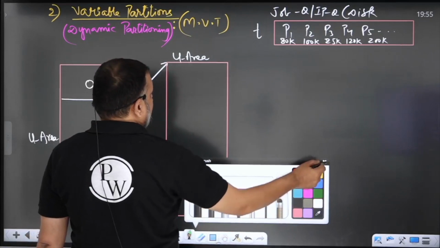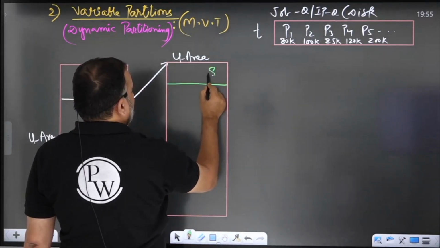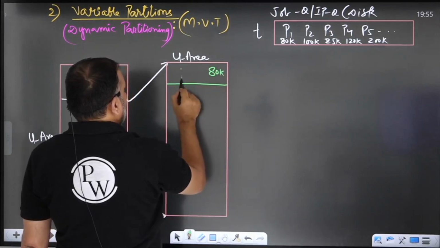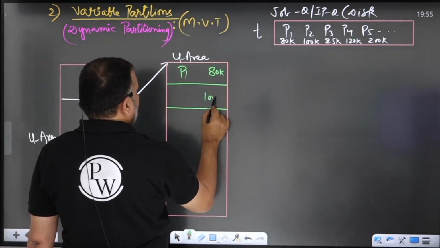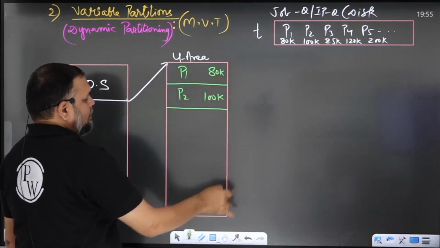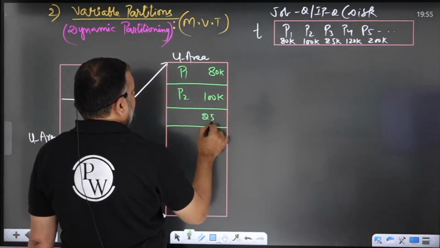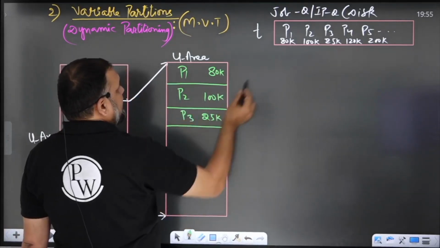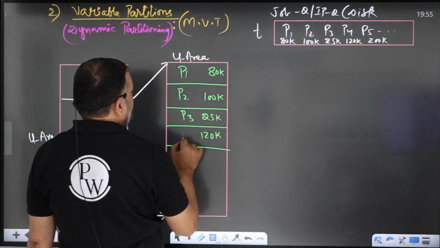It will take P1, size 80K, so it will create a new partition of size 80K and put P1. Next 100K, it will create another partition of size 100K, P2. So right now, boys and girls, there are two partitions, one free hole, like this. Then it will create another partition exactly of size 25K and put P3.